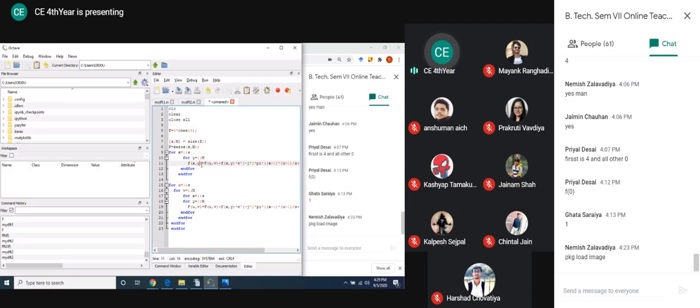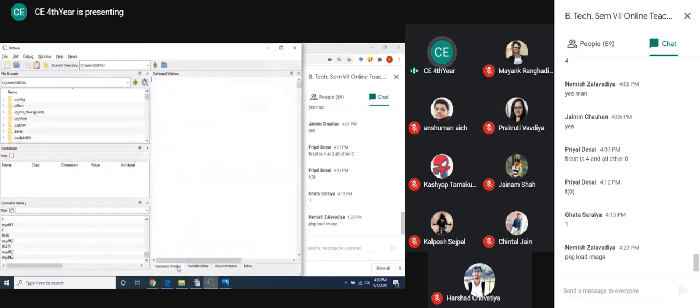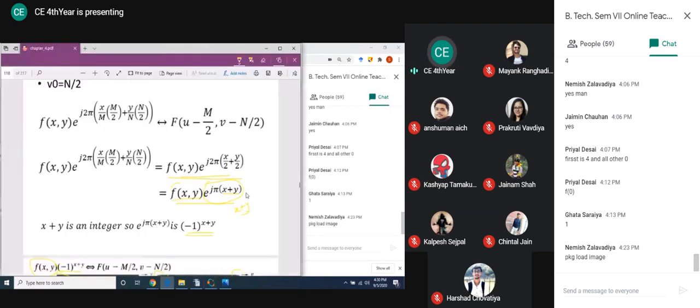I don't want f of xy as it is, but I need f of xy into minus 1 raised to x plus y. But again, if you are keeping it x minus 1, then also it will not be problematic. Anyway, I think everyone can understand this. See, it is still running. 4 loops are there, so it will take time.